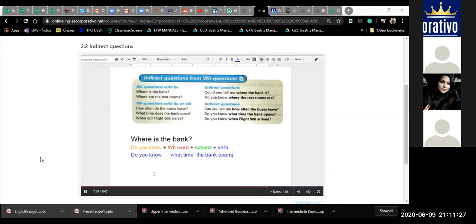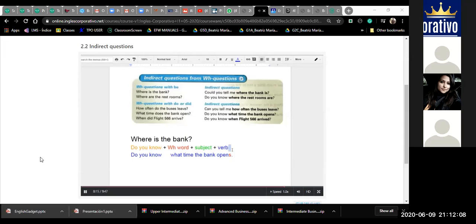And one thing that I want you to notice here is that in our indirect question, we remove the auxiliary verb. So we don't include does or do. It no longer exists in our indirect question. Do you know what time the bank opens? And the other thing that happens here is that the verb in this case will need to have an S. And that's because since we don't have an auxiliary verb and the subject of the verb is singular and we're talking in the present, therefore we need an S, as you can see there. And well, let's do the last one there.